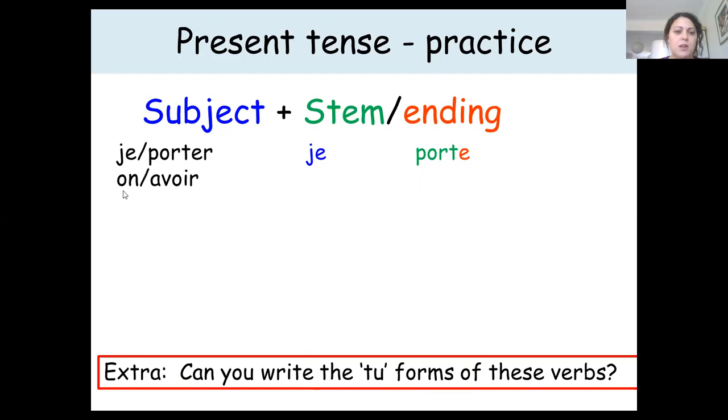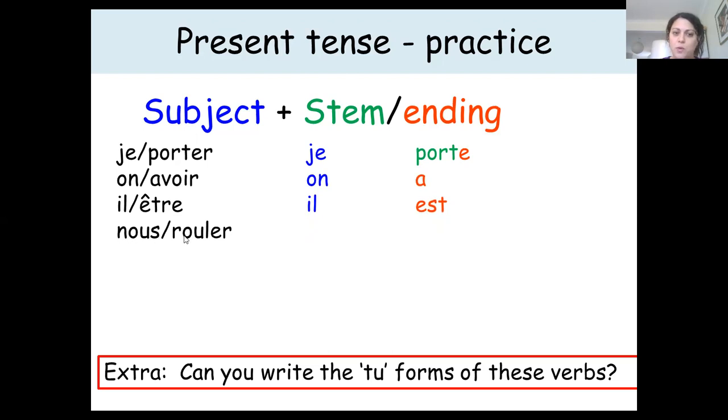Second one. Can you conjugate please avoir with the subject on? So, meaning we have. Pause the video. Okay, the answer is on a. You need to know this one off by heart. Conjugate now il with être, meaning he is. Pause again. And the answer is il est.